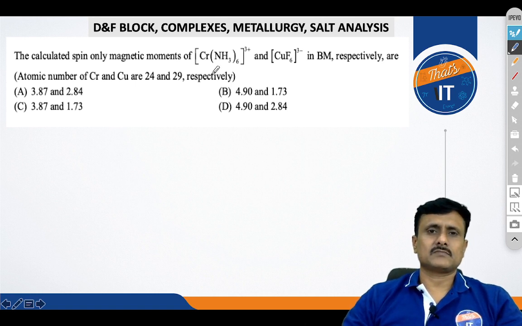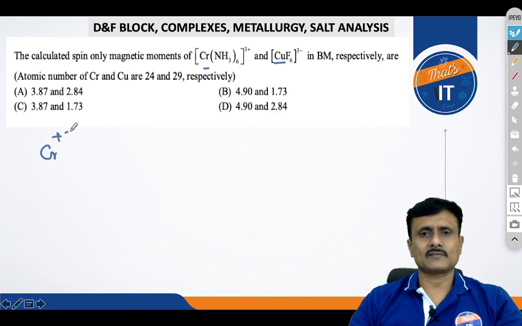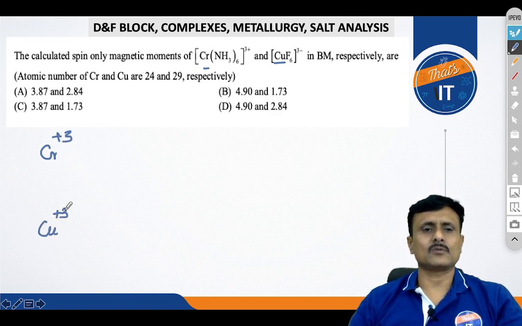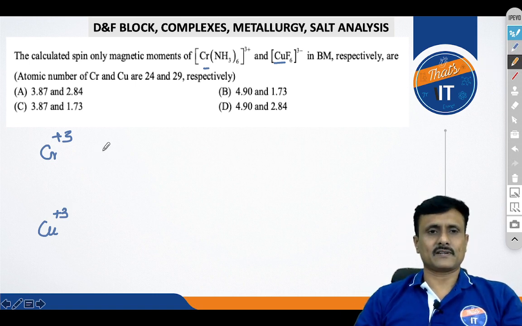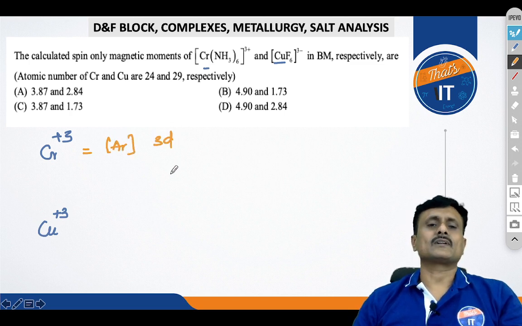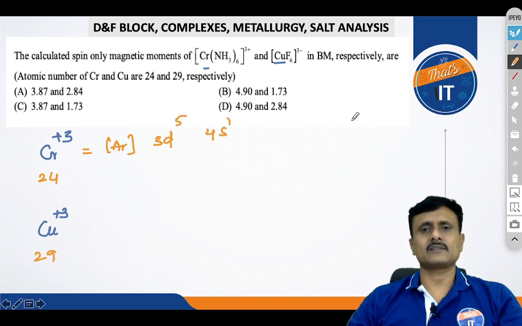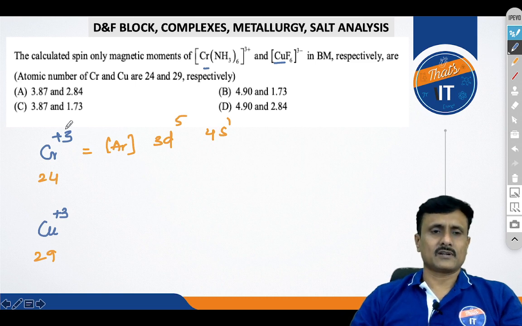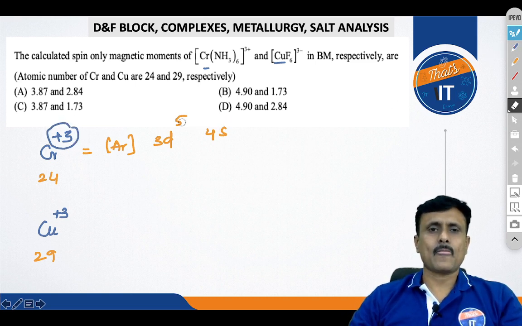The spin-only magnetic moment is asked for chromium +3 and copper +3 in Bohr magneton. It's a relatively easier question. You should write the electronic configuration of chromium as argon, 3d5 4s1 initially. Total number of electrons here are 24, and for copper 29. But you are to remove 3 electrons, so you're going to remove 1 from here and 2 from here.